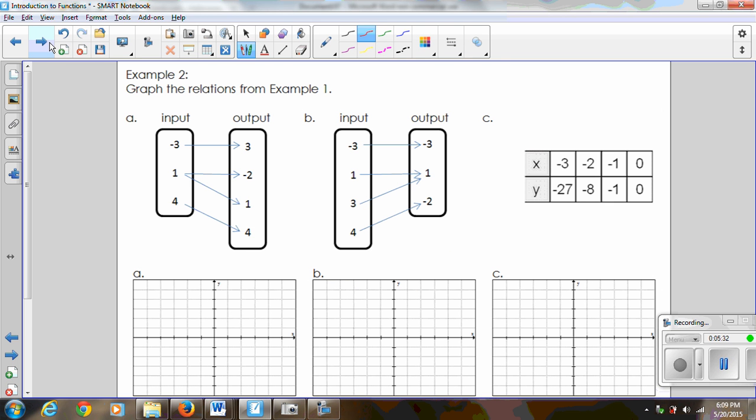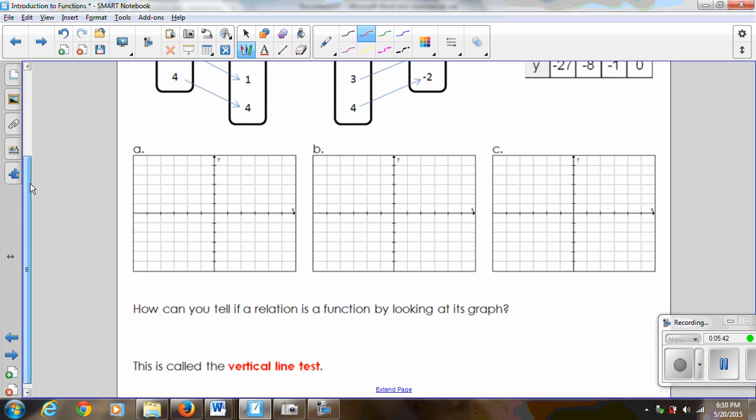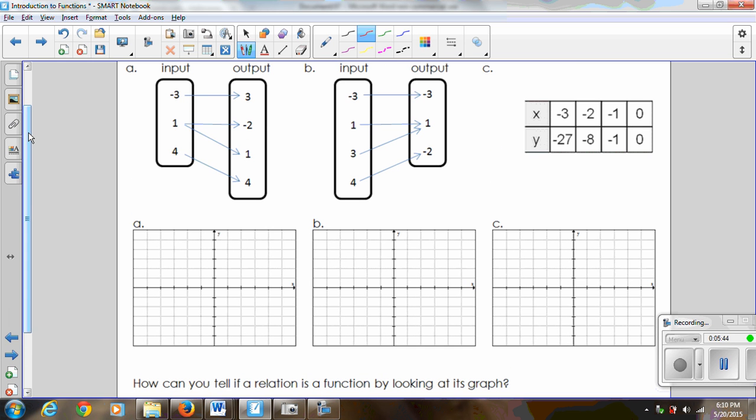Okay. So in example 2, you're essentially asked to graph each of the examples from example 1. And so what I'd like to do is give you a second to pause the video and then go ahead and plot each of these points and then determine if you can figure out a rule to look at a graph and know graphically if the relation is a function. So again, please go ahead and press pause.